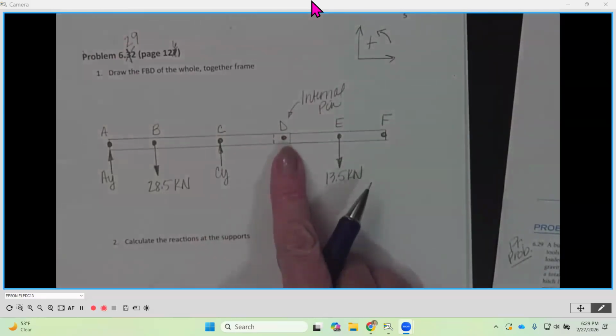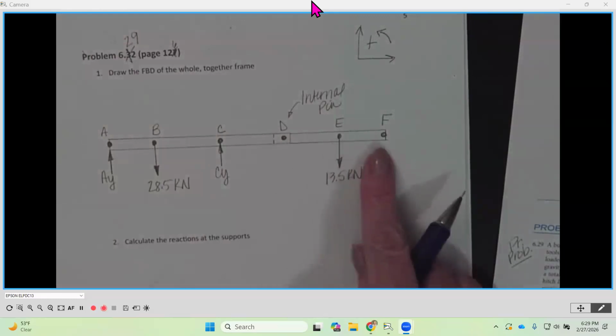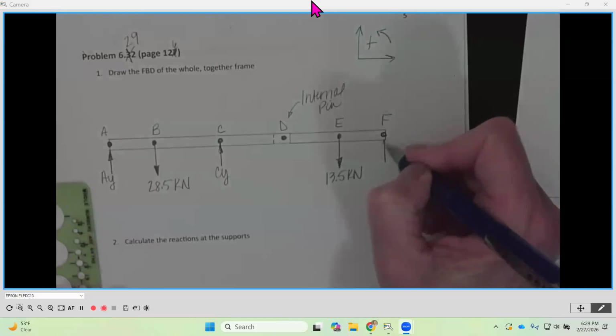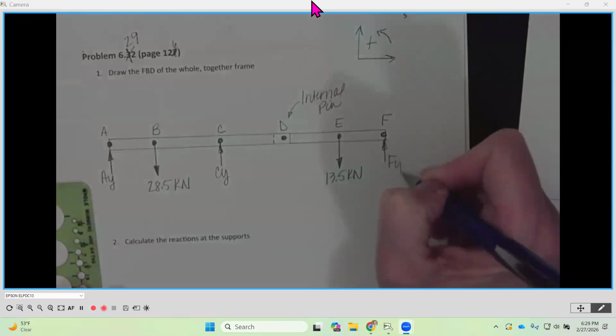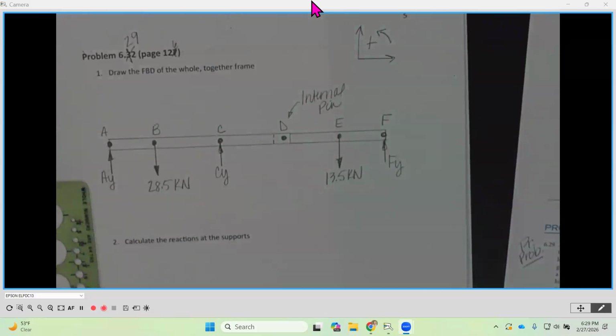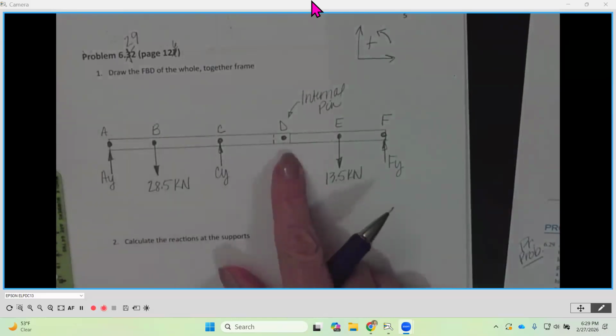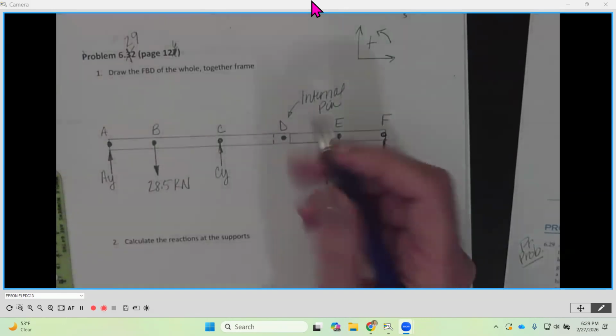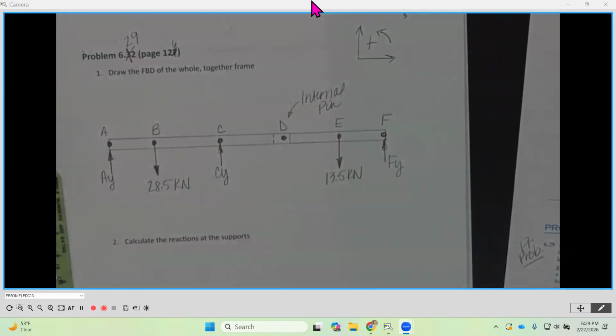This is my internal pin, so I'm going to skip over that. This is my weight, and then F is also a roller support. So this is going to be an FY. Okay. So any questions so far about what we're doing? And here, remember, we don't show on the all together frame, truck and trailer, these internal forces, so we don't show those on this together.